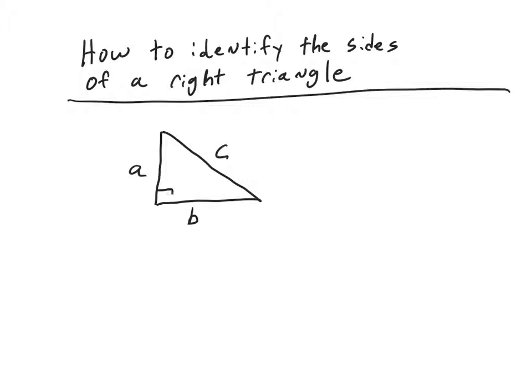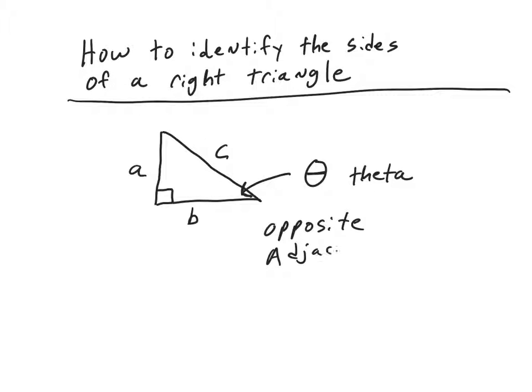Of course, you have the right angle and then another angle. And for this one, we'll use this angle. Most of the time they use a Greek letter called theta to represent a missing angle. So this will be angle theta. Okay, and we say, in relation to angle theta, which side is the opposite? Which side is the adjacent? And which side is the hypotenuse?